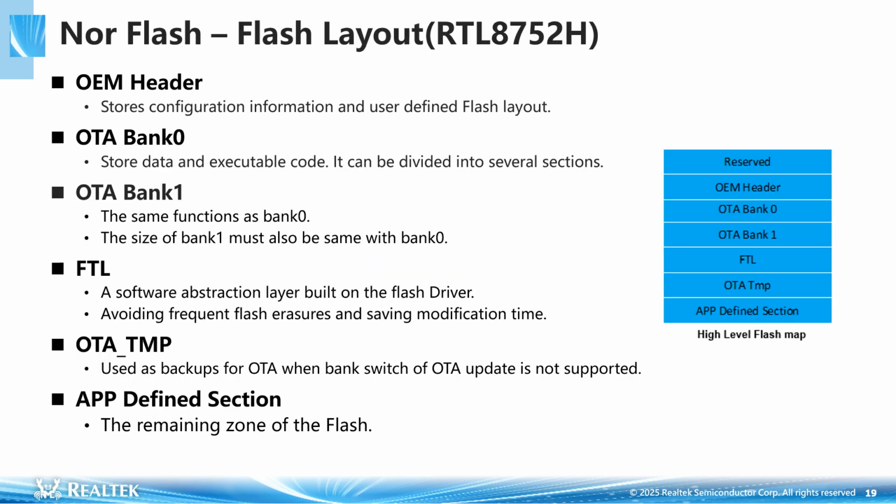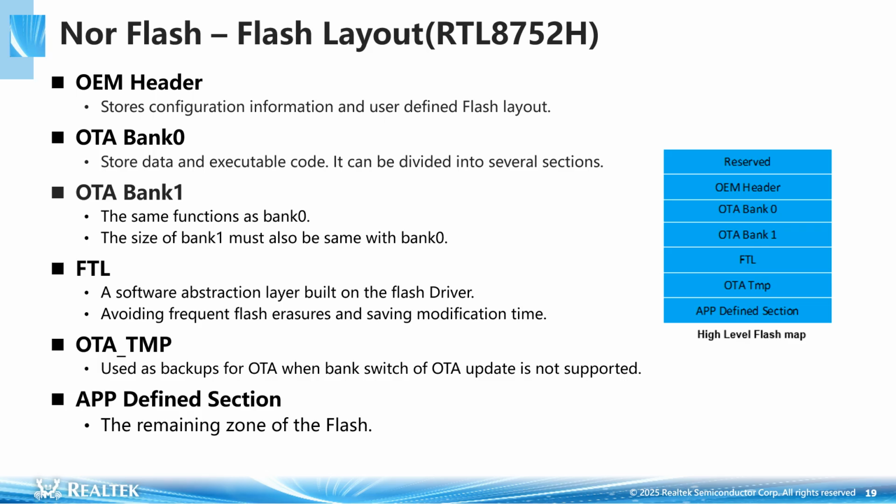Similar to RAM partitioning, the flash is divided into different regions based on different images. The overall flash layout of the RTL8752H is shown in the diagram, consisting of reserved, OEM header, OTA bank 0, OTA bank 1, FTL, OTA temp, and app-defined section. The OEM header is used to store configuration information and user-defined flash layouts, ensuring the correct configuration is loaded at system startup and supporting flexible device initialization.